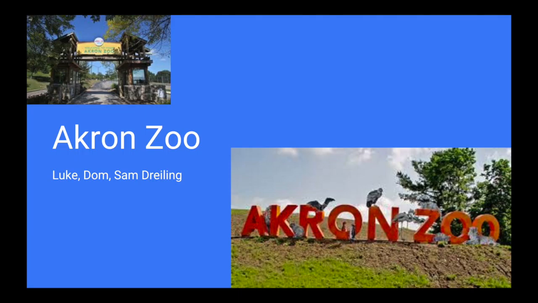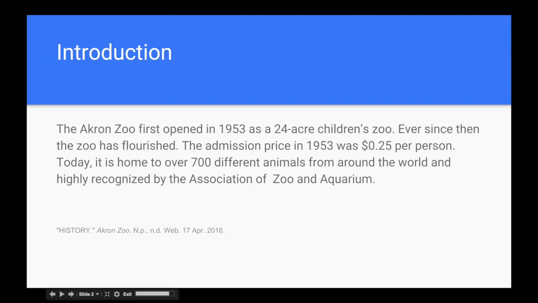Our project was to predict the future attendance and revenues for the Akron Zoo. To get an idea of the Akron Zoo, we would like to give you some history and present information. The Akron Zoo was first opened in 1953 as a 24-acre children's zoo. Ever since then, the zoo has grown rapidly.